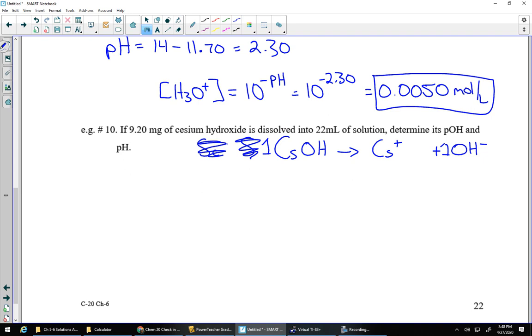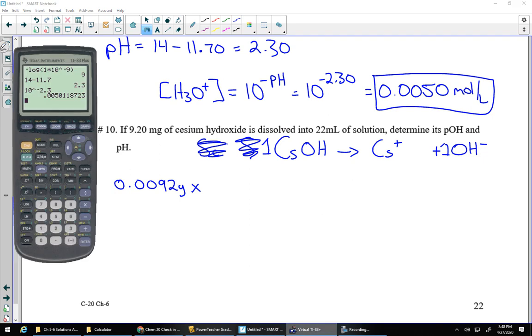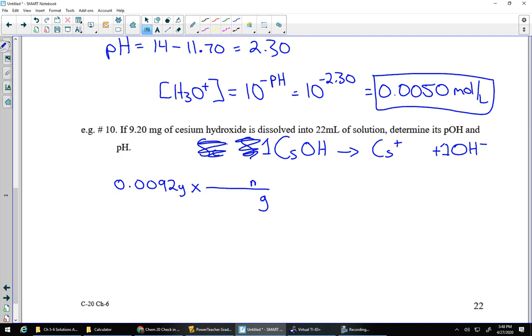So I've got 9.2 milligrams, so that's 0.0092 grams. I should probably figure out my molar mass because I need to figure out the molar concentration. So cesium is 132.91 straight off the periodic table, plus 1 oxygen, plus 1 hydrogen, so plus 16 and 1.01, so it's 149.92 grams per mole. I gotta cancel out grams, I wanna end up with moles. So 149.92 grams for every 1 mole, and we see grams cancels. Now I want this in moles per liter, so I got 22 milliliters.